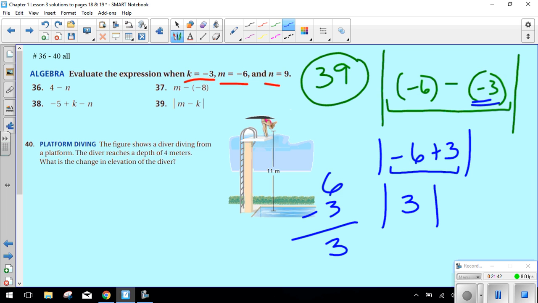Now, is it +3 or -3? Well, this one gives me a bigger absolute value than this one. Now, let's take the absolute value of -3, which equals 3.